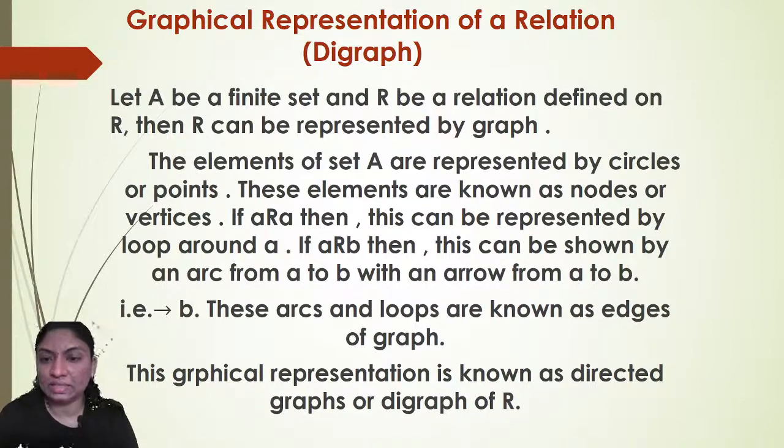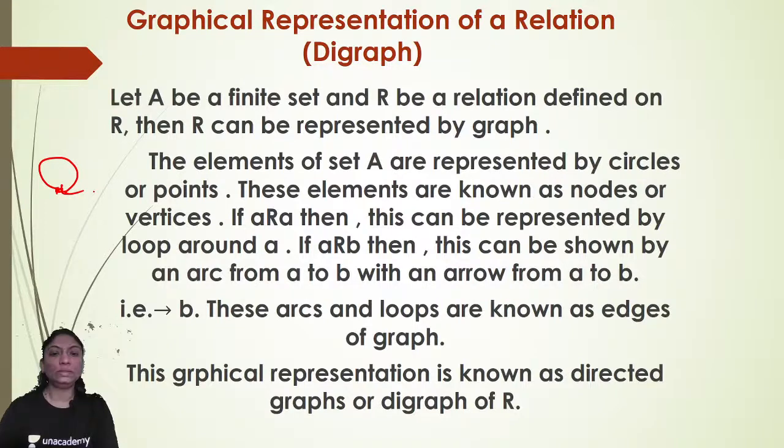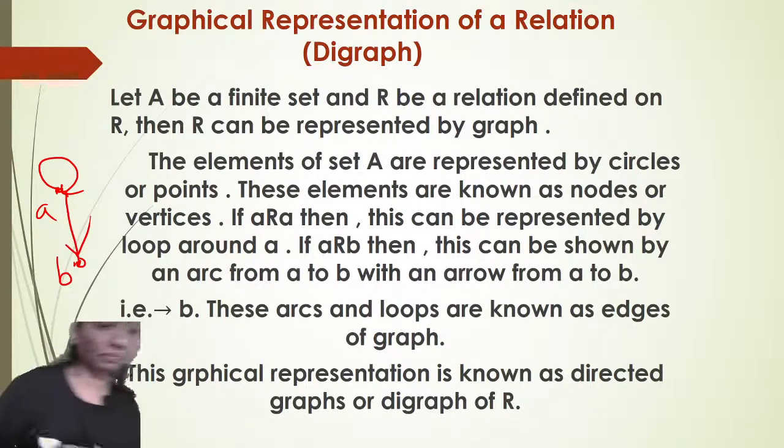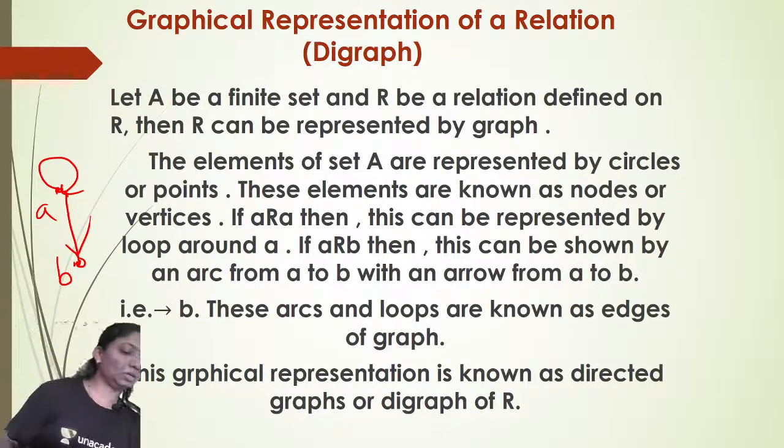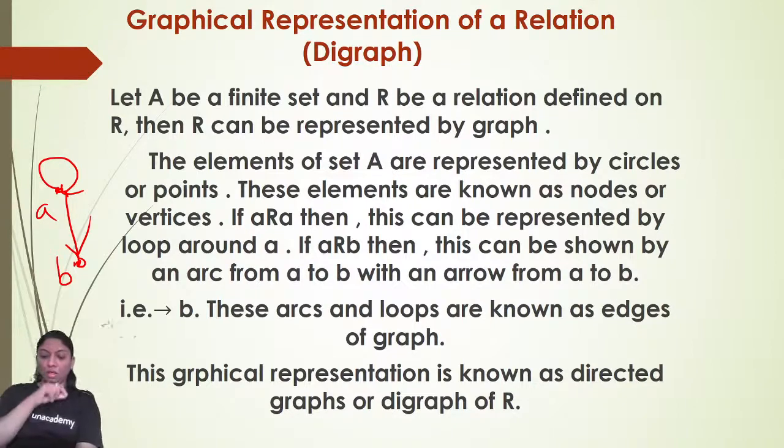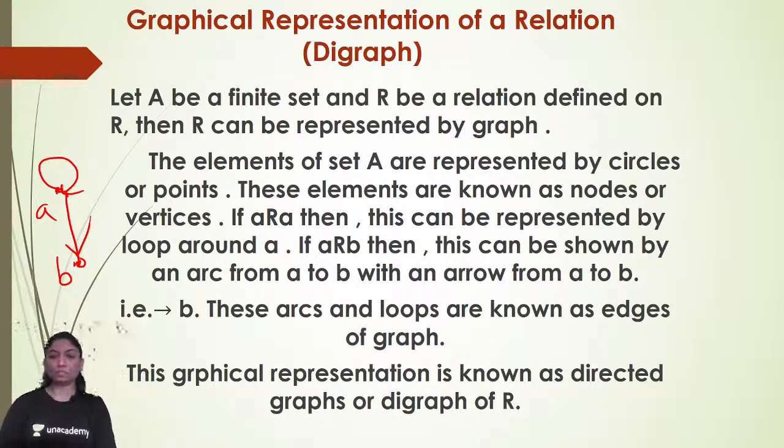If A is related to A, then this can be represented by a loop around A. So this is your loop. And if A is related to B, this can be shown by an arc from A to B. Here is A and here is B. These arcs and loops are known as edges of a graph, and this graphical representation is known as a graph. That part we will see in the next chapter also, what you mean by graphs.